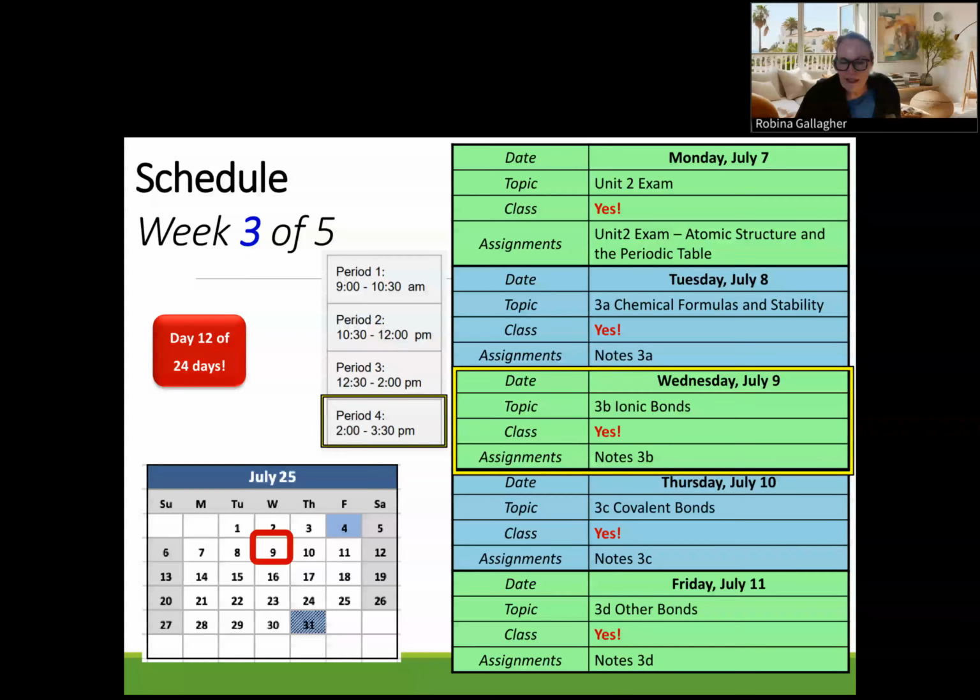Today is July 9th. It is the middle of the week, hump day. We are halfway through the week, and just as importantly, this is officially halfway through the summer term. This is mid-term. Last day is July 25th, so that means we have 12 more days. It's going by really, really quickly.